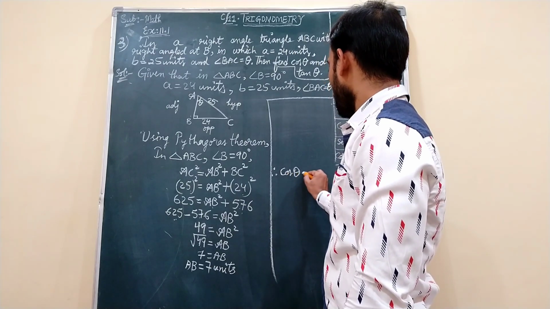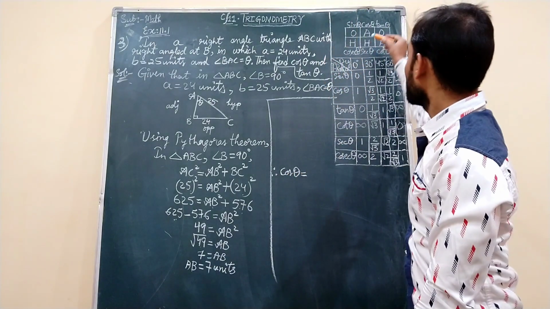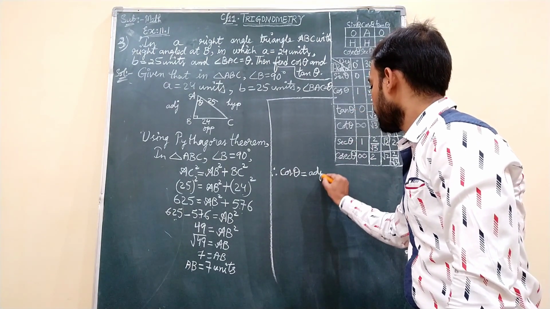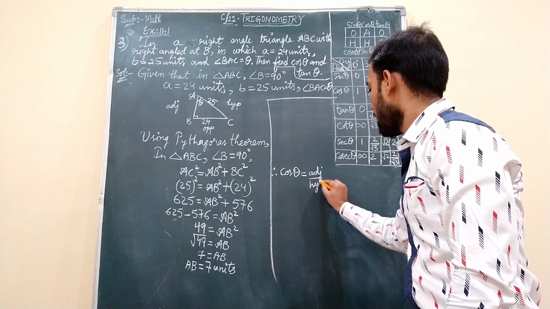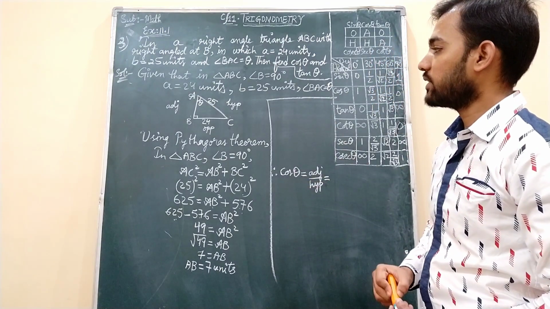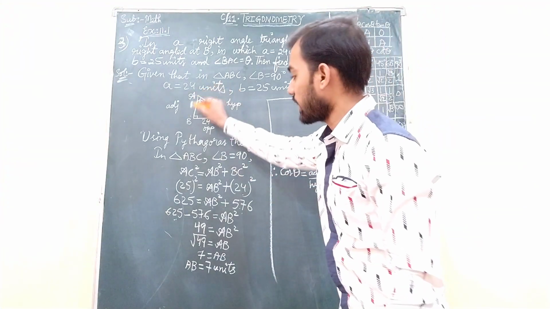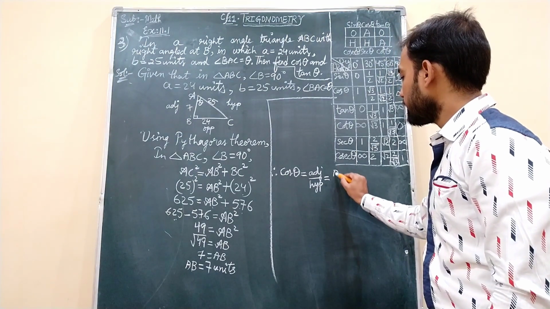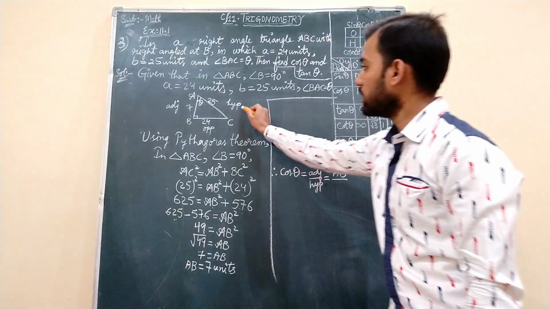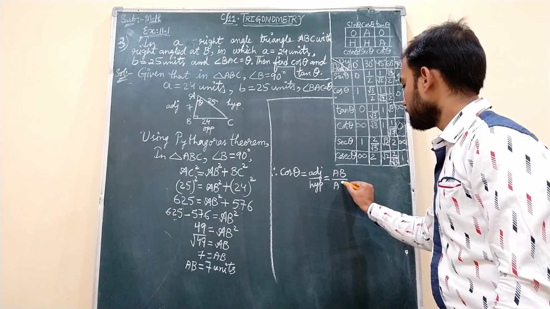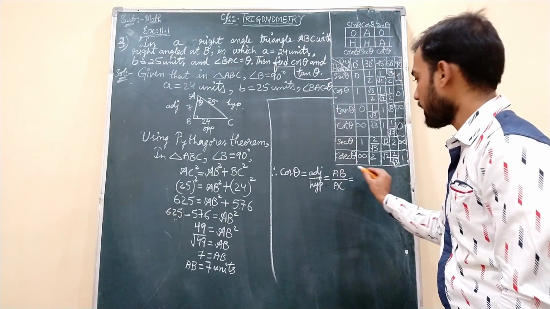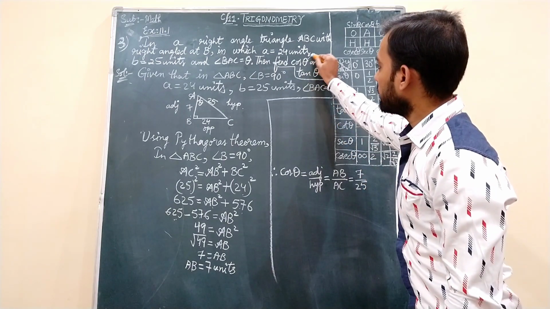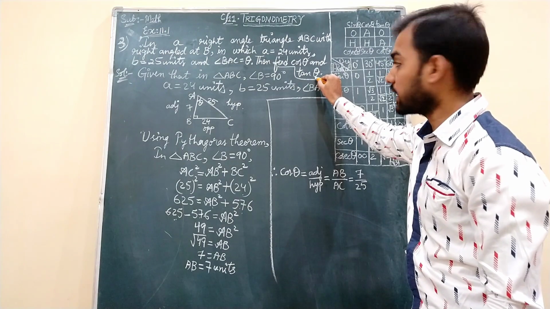Cos theta. What is the formula of cos theta, students? Adjacent by hypotenuse. Now see the triangle. Which is the adjacent side? AB is the adjacent side. We got AB as 7, right? I will write over here 7. So adjacent is AB by hypotenuse is AC. AB by AC. AB is 7 and AC is 25. Cos theta done.